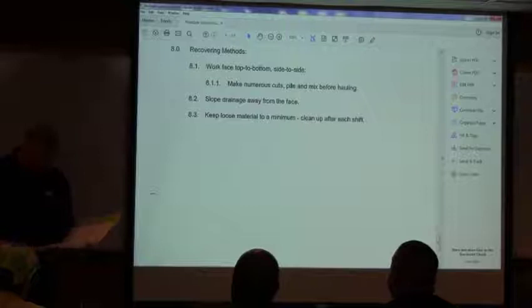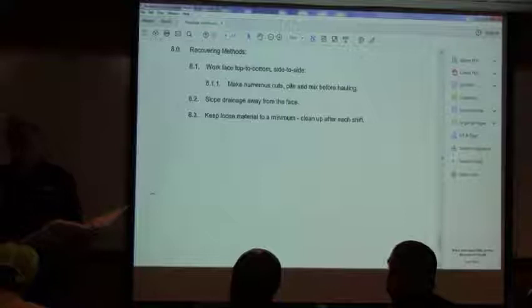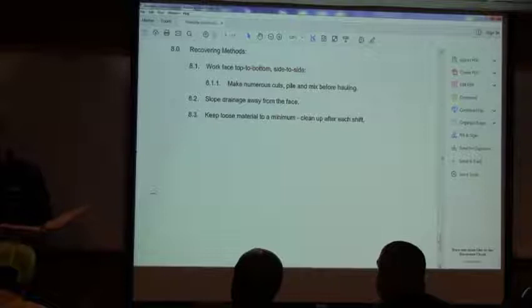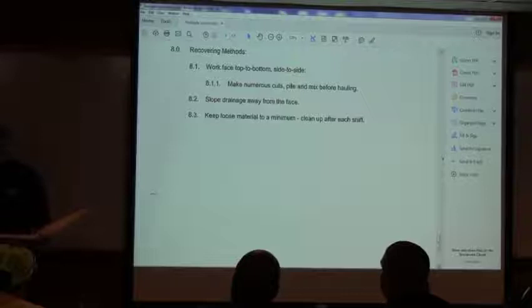Slope drainage away from the face. That means when they do start airplaning, they come in there and they have to fix that. That don't mean to make a hole, right? And keep loose material to a minimum. Clean up after each shift. A lot of times we do that. Sometimes we don't.